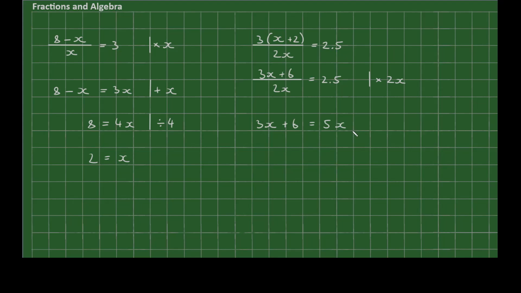I'm going to combine my unknowns yet again. I will transpose the 3x to the right by subtracting it from both sides. 3x minus 3x is 0, it is gone, leaving me with the 6. And on the right hand side I will have 5x minus 3x, which will give me 2x. Finally, to transpose the 2, I'm going to divide both sides by 2. 6 divided by 2 is 3, and 2x divided by 2 is x.